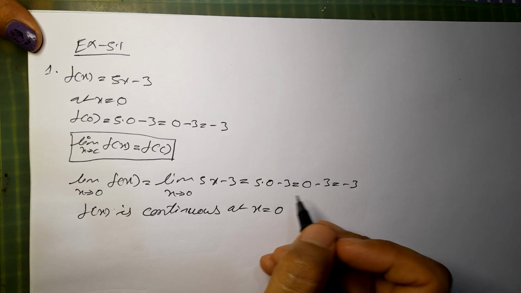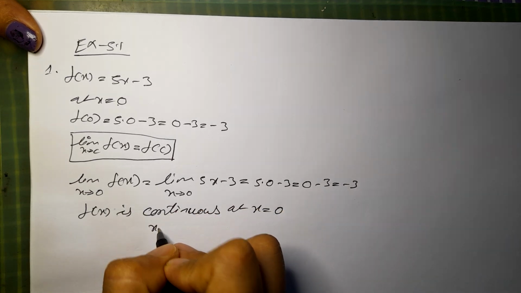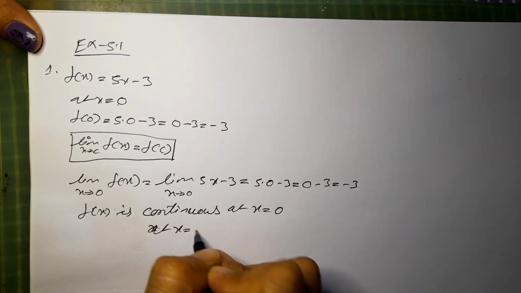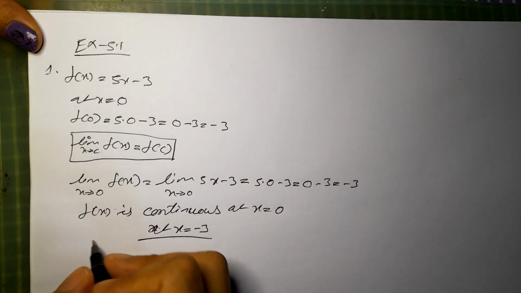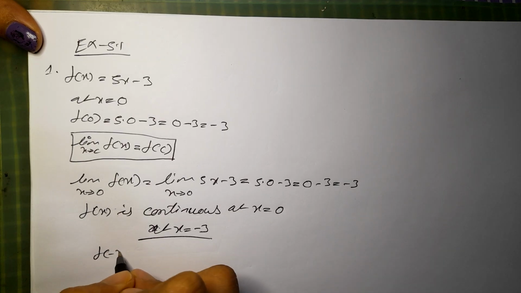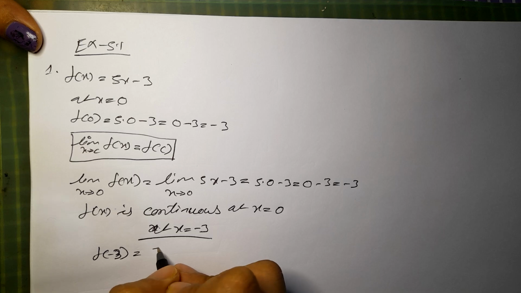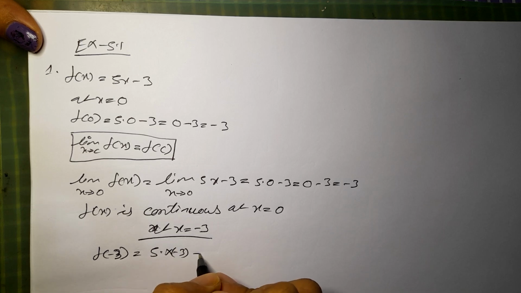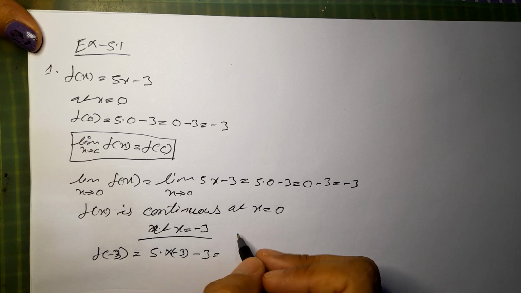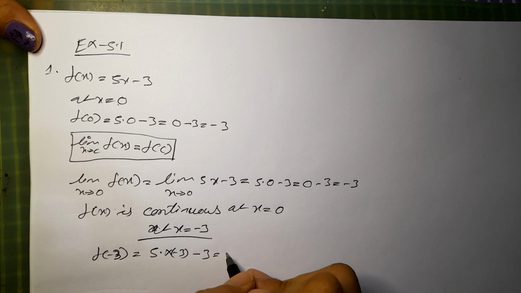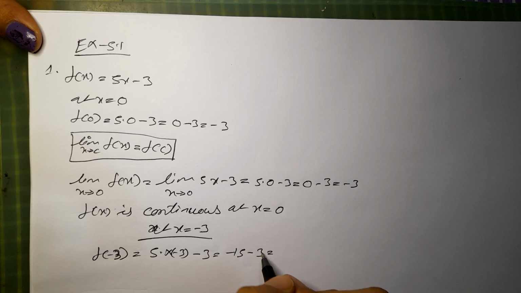Now find at x equal to minus 3. First, f(-3) is equal to, the function will remain the same, 5 into minus 3 minus 3. 3 5s are 15, so minus 15 minus 3, that is minus 18.